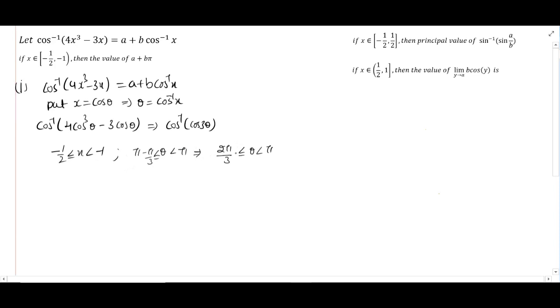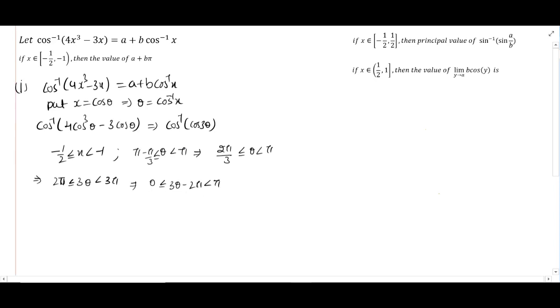So that means we can say cos of 2 pi by 3 is minus 1 by 2 and cos of pi is minus 1. So if x lies between this interval, theta will lie between 2 pi by 3 to pi. But we have to check the value of 3 theta, so I can simply multiply this with 3. So this will become 2 pi less than or equal to 3 theta less than or equal to 3 pi. Now we have to convert this value to 0 to pi, so I can simply add minus 2 pi here. So this will become 0 less than or equal to 3 theta minus 2 pi less than or equal to pi.